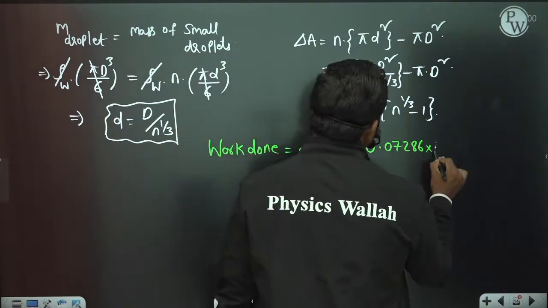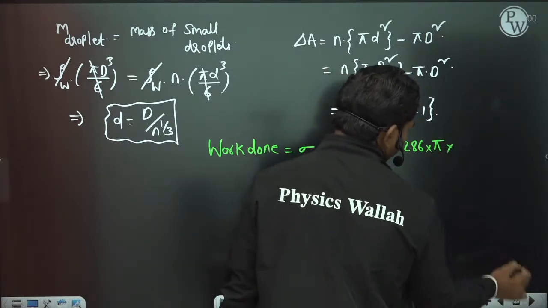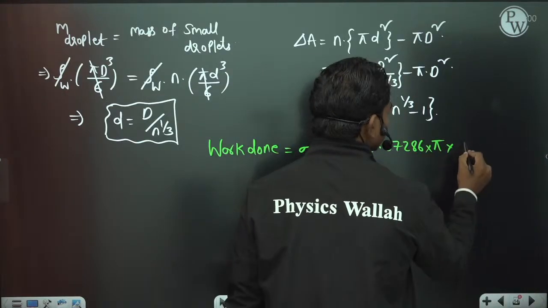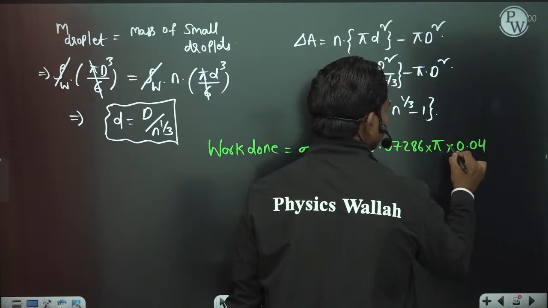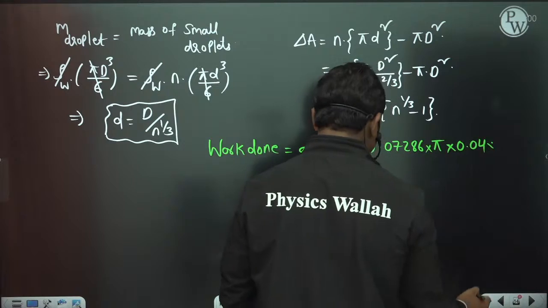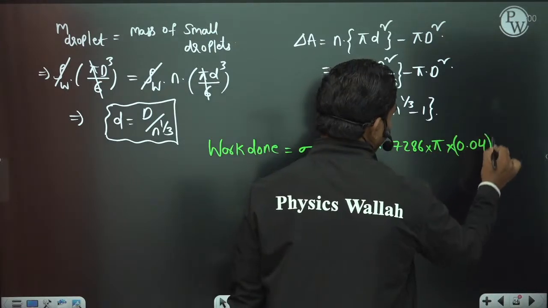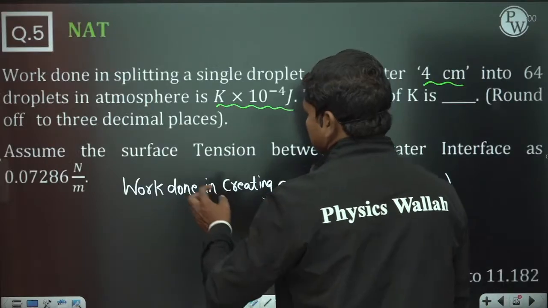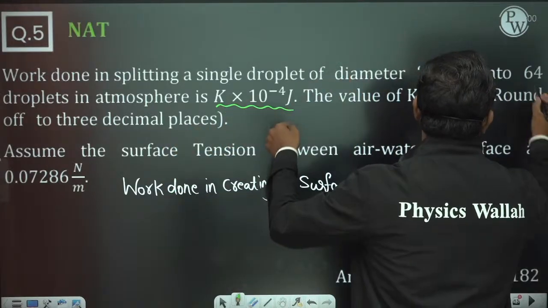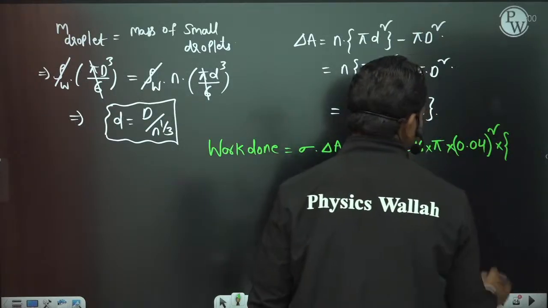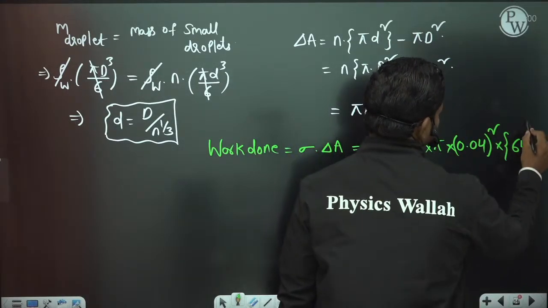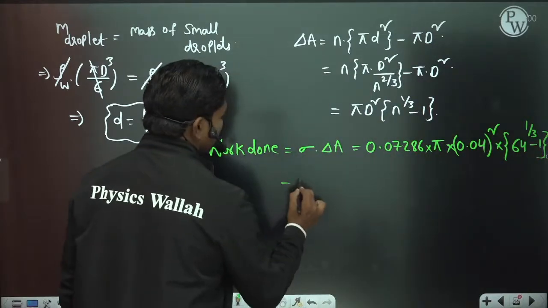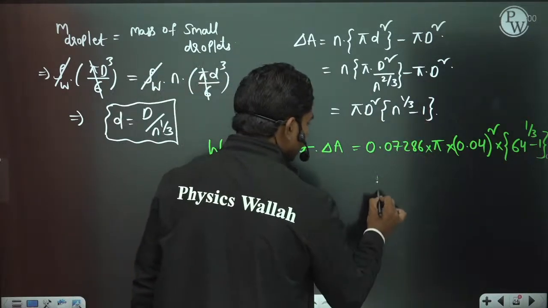0.07286 pi d square. What is the diameter of this bubble? The droplet which is split is 4 centimeters. So 4 into 10 to the power minus 2, that is 0.04, squared. Square of this into n power 1 by 3. What is the total number of droplets into which you have split? 64 droplets. So 64 power 1 by 3, minus 1. This is the value you need to calculate. Everything is in SI units, so you'll get the answer in joules.